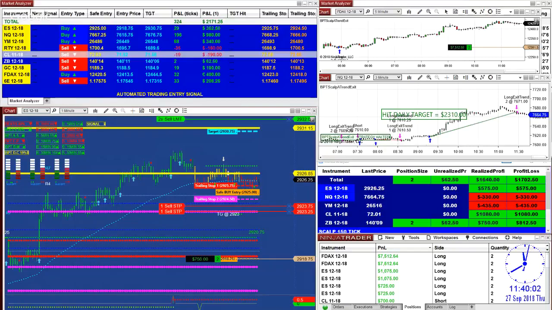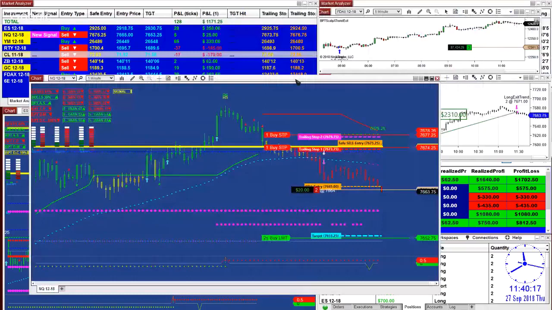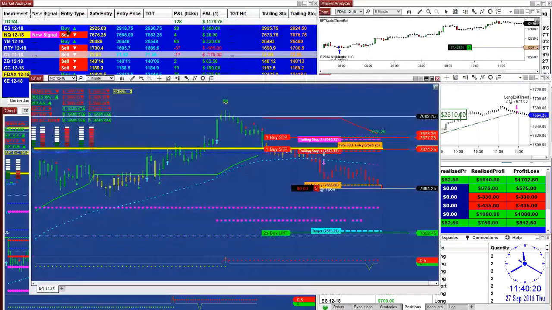Okay, guys, a new entry on the NASDAQ right now, 64. 64 level, new signal.